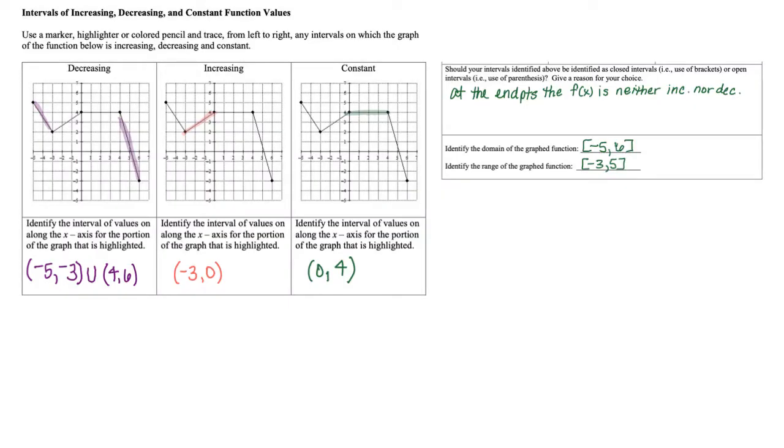So that's going to cover your increasing, decreasing, constant. And again, why your endpoints are going to be open. That's because you're neither increasing nor decreasing there, so you don't include them. And then you've got your domain and range here as well.